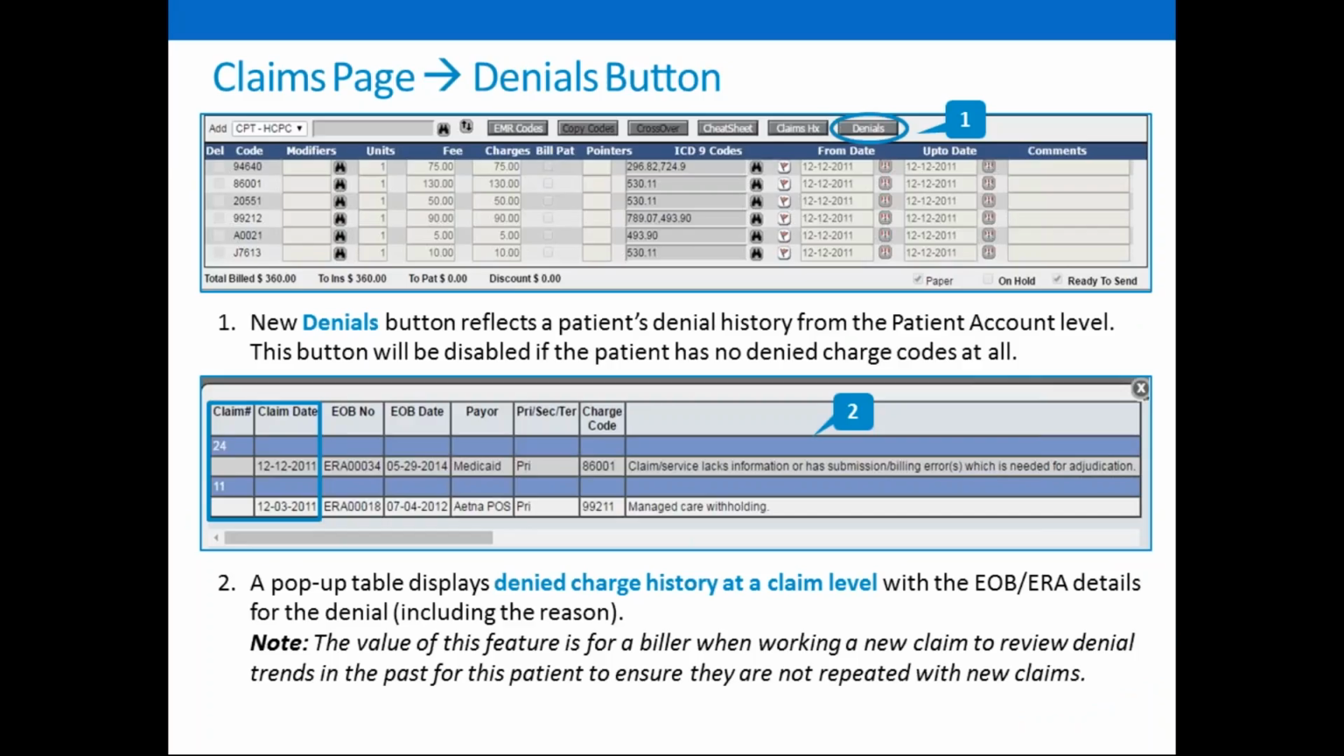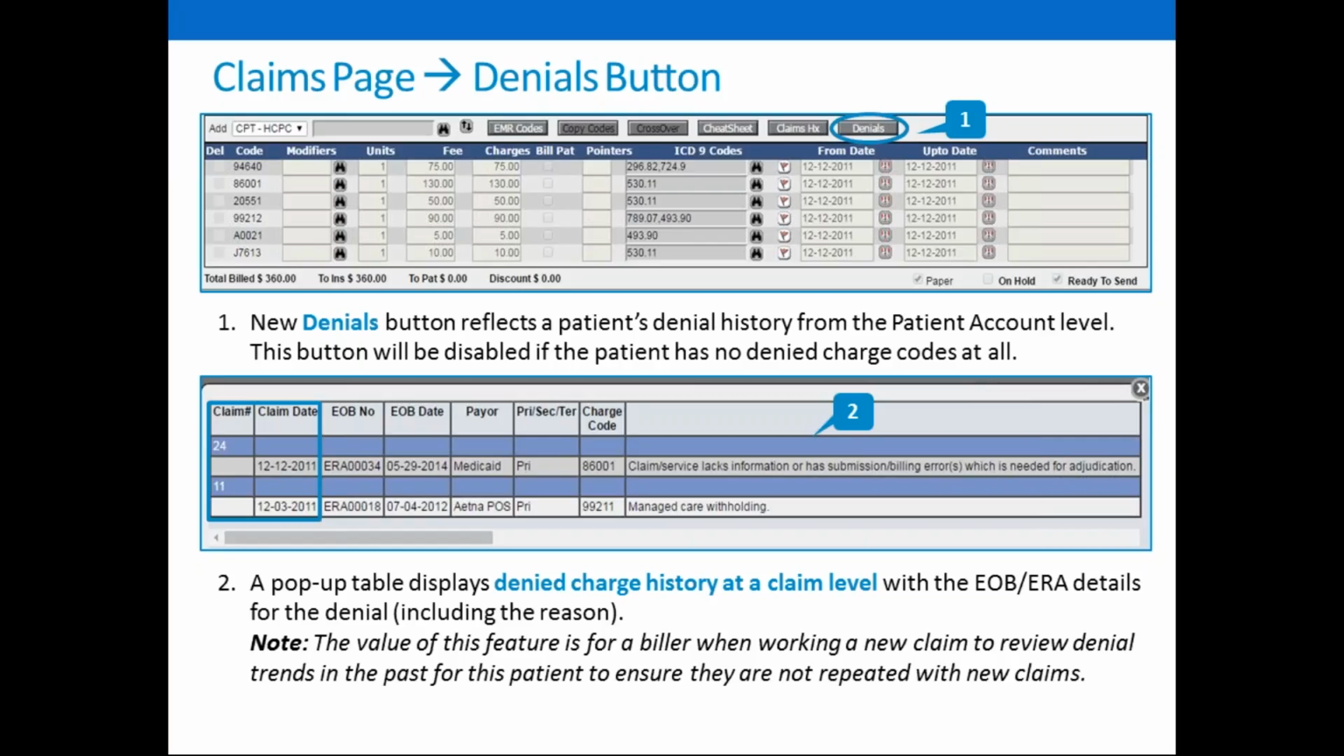Going down the claim details page into your charge section, we've added a new denials button. This denials button reflects a patient's denial history from their account level. If there are no denials for this patient, this button will be grayed out. But when the label is white, as you see in this example next to my number 1, that means there is at least one previous denial for this patient.